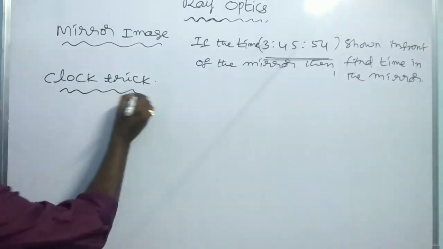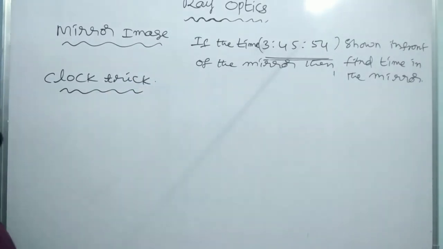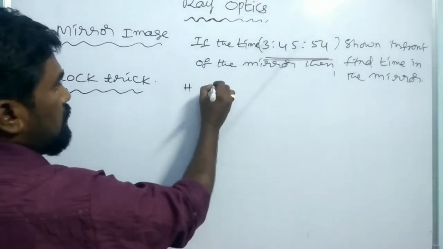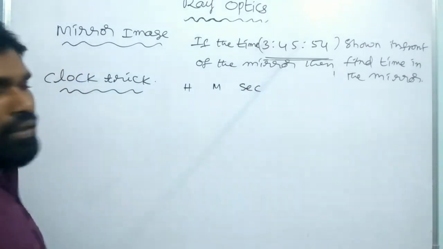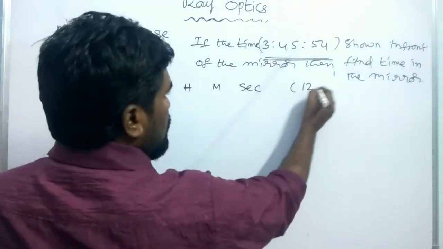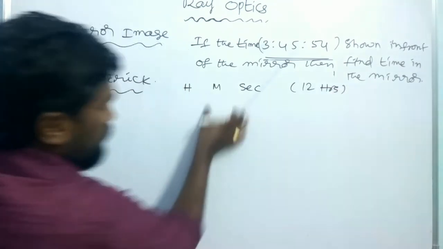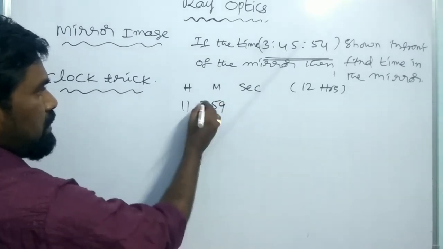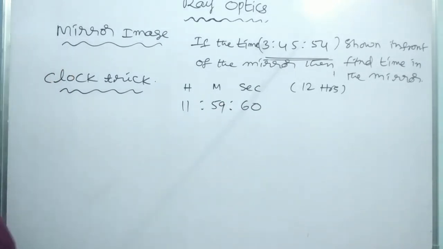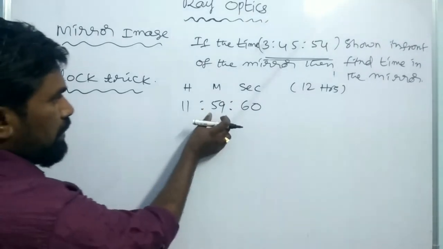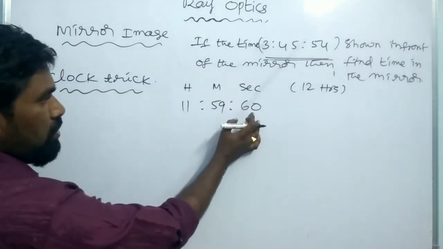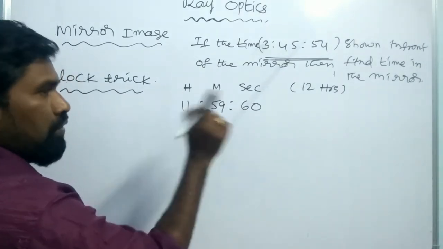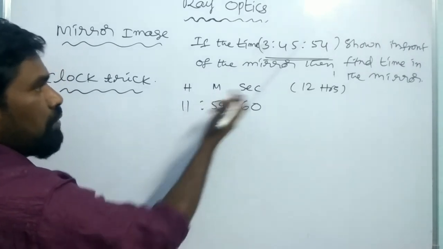Now the clock trick is, the time will be mentioned in hours, minutes and seconds. First we have to convert the 12 hours into this pattern. What is that? 12 hours will be 11 hours, 59 minutes and 60 seconds. 60 seconds are 1 minute. 1 minute will be added to the 59 minutes, that is 1 hour. 60 minutes is the 1 hour. 1 hour should be added to the 11 hours, then it will be 12 hours.